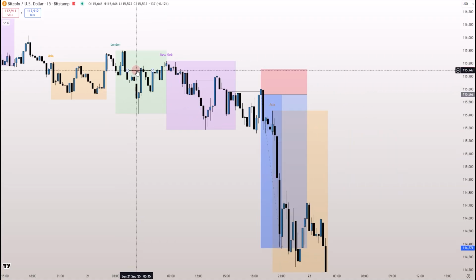Order flow works the same way in the cryptocurrency market. By understanding its logic, you can find great trades, even in conditions of high volatility.